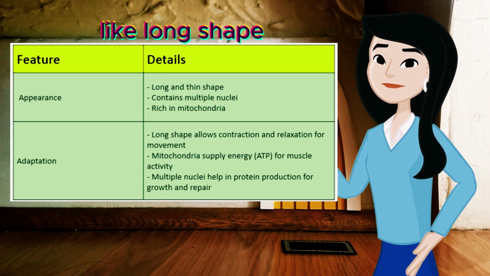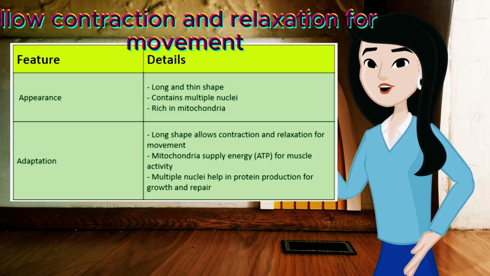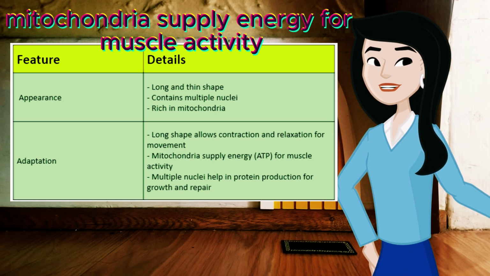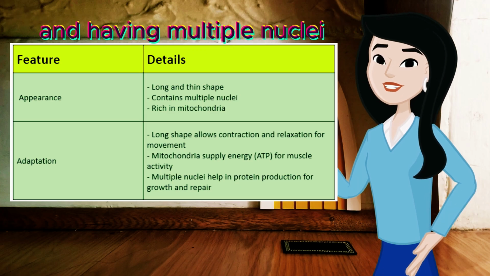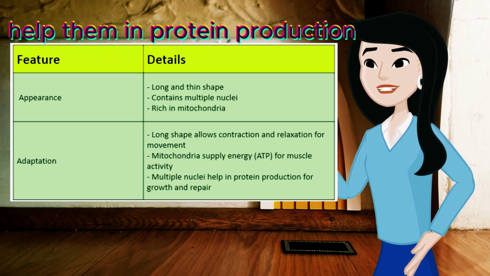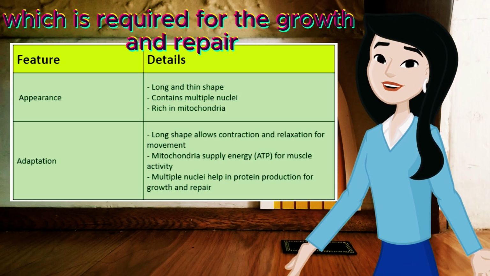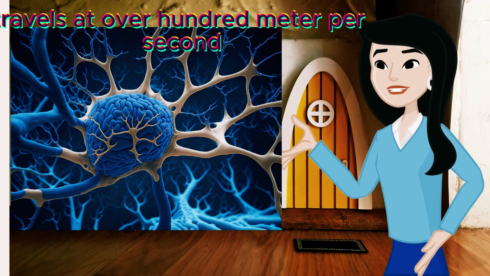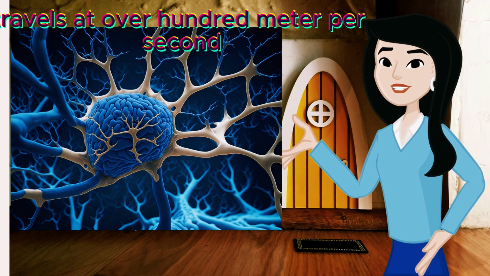Like, the long shape allows contraction and relaxation for movement. Mitochondria supply energy for muscle activity, and having multiple nuclei helps them in protein production, which is required for growth and repair. The signal from your brain to move your hand travels at over 100 meters per second.